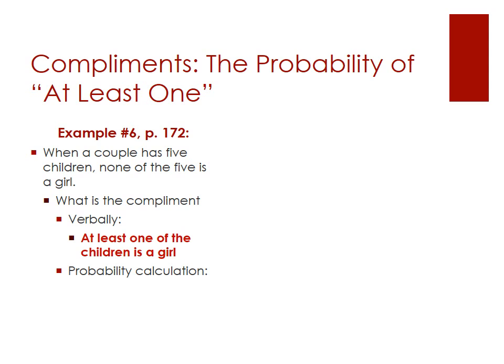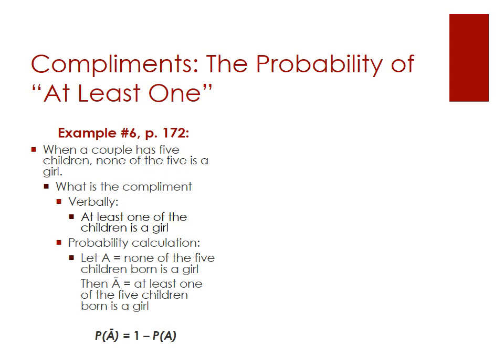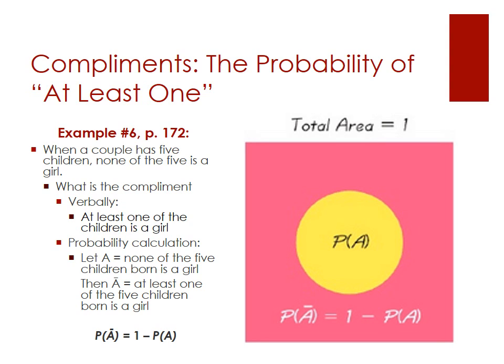So if we're looking at our probability calculation for this, if we let A equal none of the 5 children is born a girl, and then we have not A, being that at least one of the 5 children is born a girl, we have our probability formula here at the bottom. And yes, that does look exactly like the formula that we've used previously. So we're using this exact same rule and applying it to a slightly more complicated situation. And remember, all total probabilities equal a probability of 1. So 1 is the total area of all possible probabilities. And if we remove P of A, then whatever we have left is going to be our P of not A.